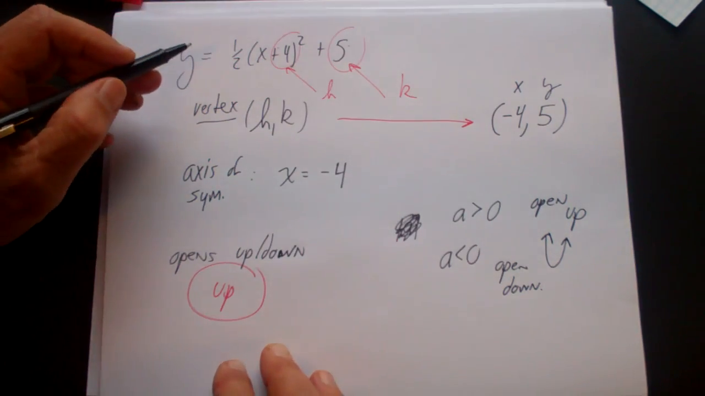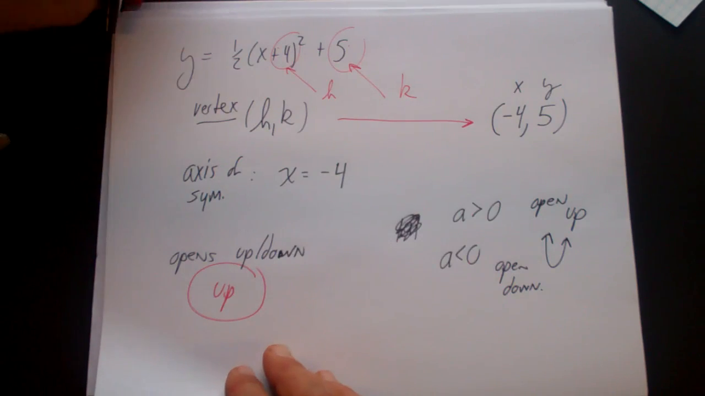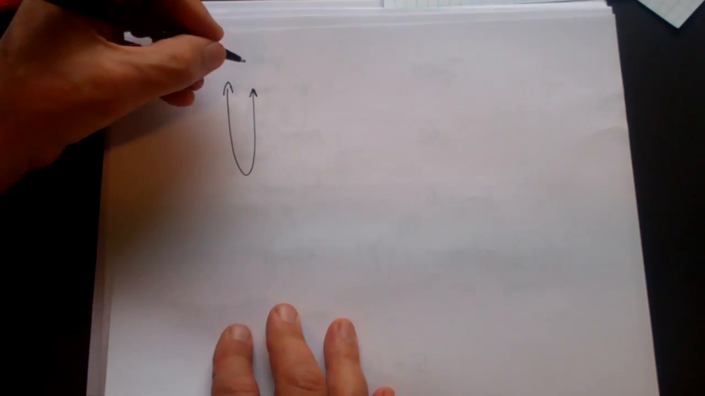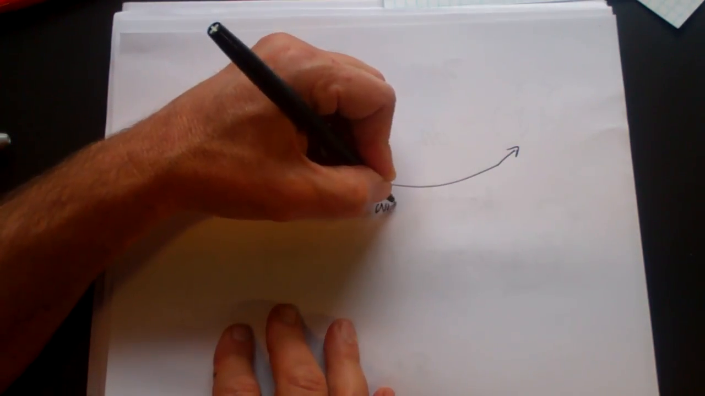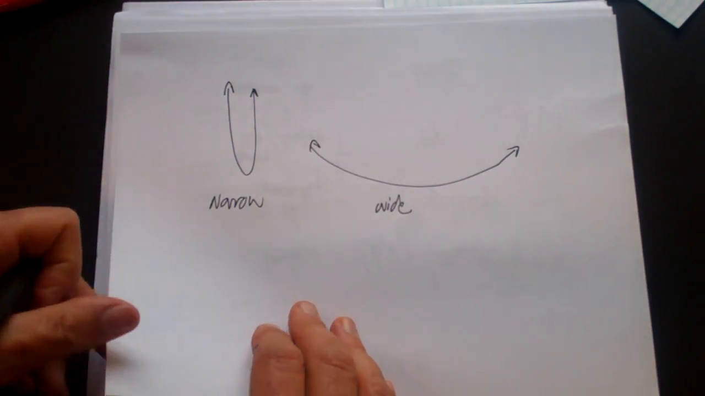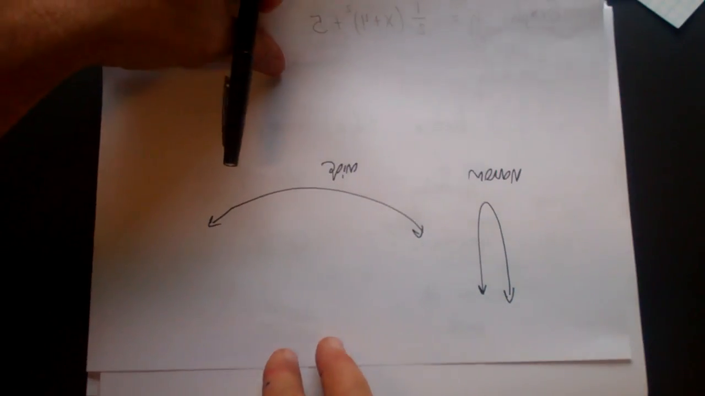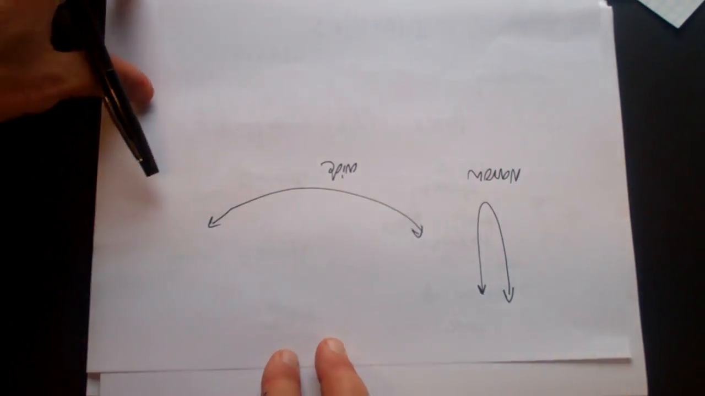And the last step is whether it's narrow or wide. First, let's make sure we know what we mean when we say narrow or wide. A narrow parabola is going to look like a parabola that looks like this. It's narrow. And a wide parabola will look something like this. And it doesn't matter if they're up or down, it's the same idea. This is narrow and this is wide.